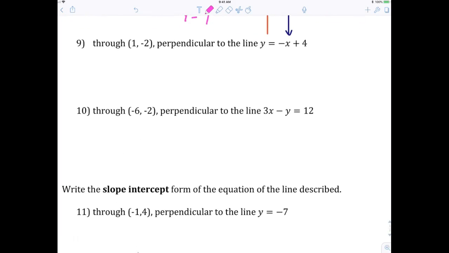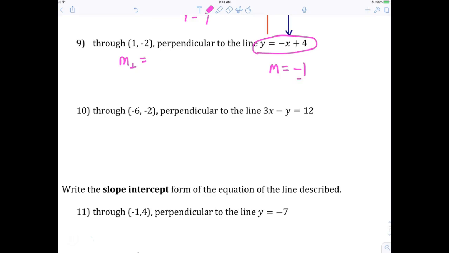All right, so now I want someone to tell me what the slope of the perpendicular line is for number 9. What's the slope of this line right here, guys? That slope is equal to what? Nope. That slope is equal to what? Say it. Negative 1. Come on, loud and proud, man. Negative 1. So the slope of that line is negative 1.